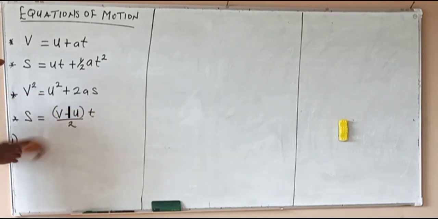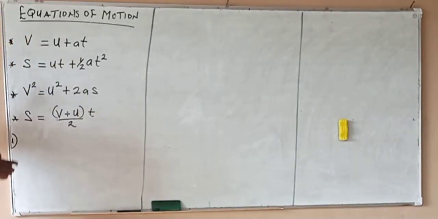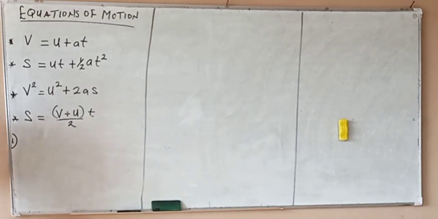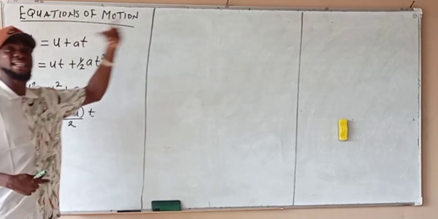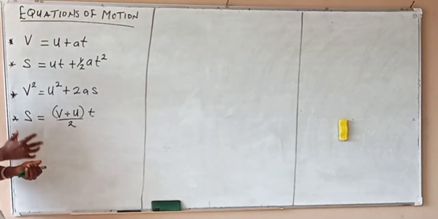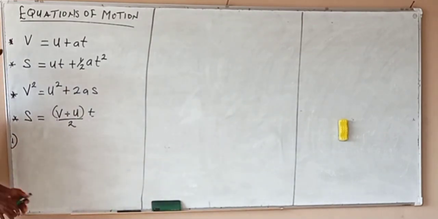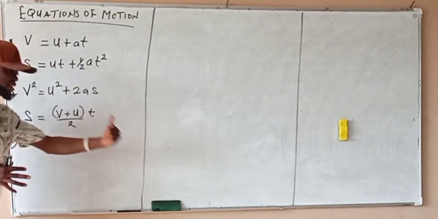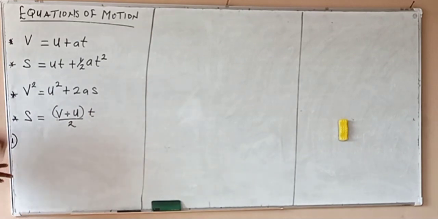I just added this to it. That's what we have here. Now, the first equation we have here, take note of the terms. Anywhere you see V denotes the final velocity of the body. If you see U, it denotes the initial velocity of the body, that is the original velocity of the body. A denotes acceleration, which is the change in velocity relative to time. Then T denotes time.